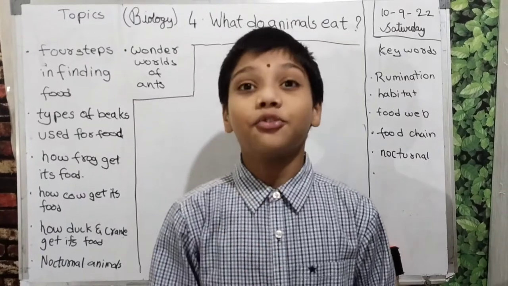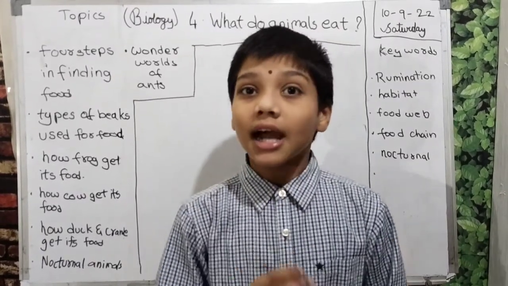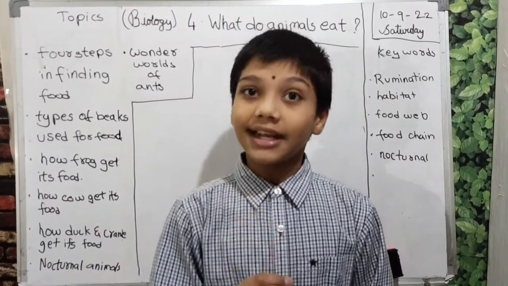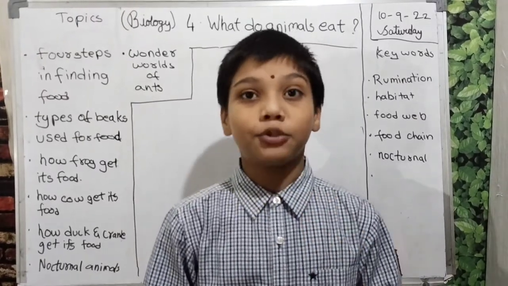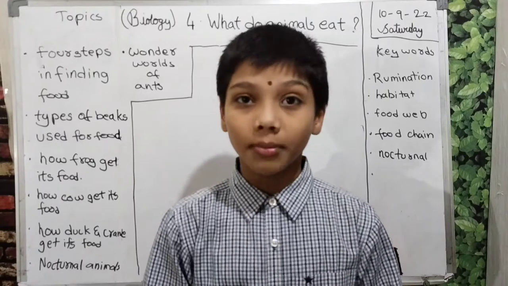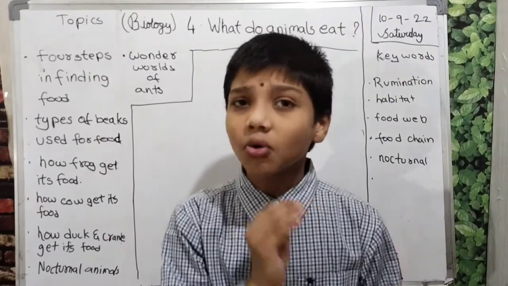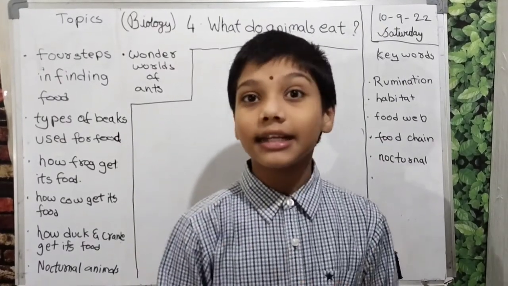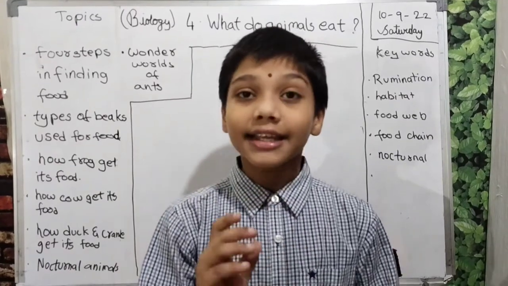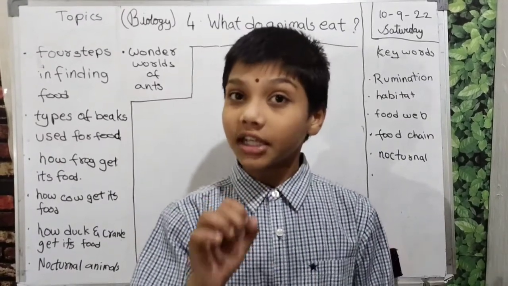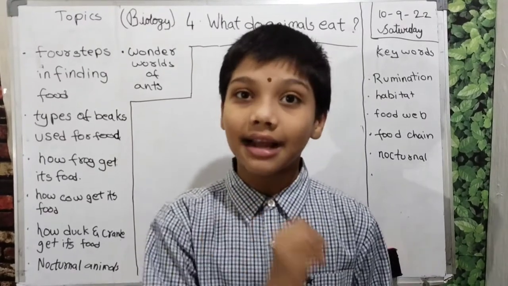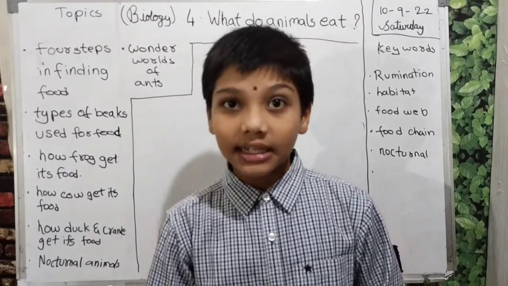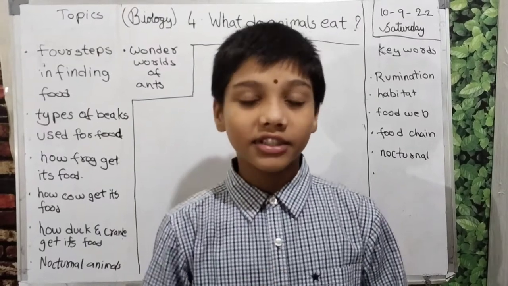We get our food by cooking. But how does an animal get its food? It should attack another animal, then it gets the food. We have three types of animals: herbivorous, carnivorous, and omnivorous. Herbivores eat only plants, so they will not attack animals. They can directly eat the plants. But carnivores eat only the flesh of animals, so they must attack the animals. And omnivores can eat plants and animals, so they can attack as well as eat without any problem.